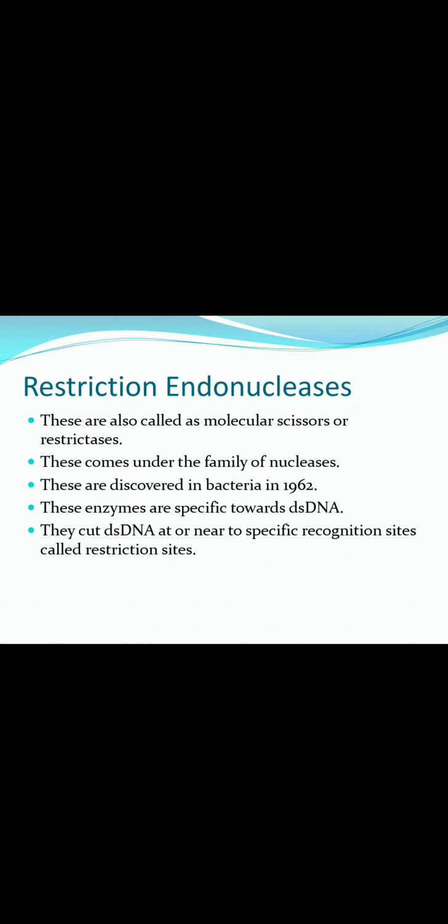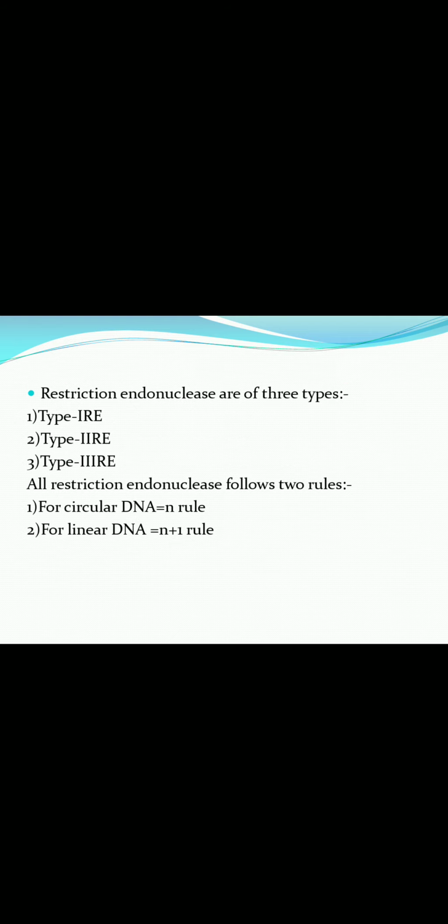These were discovered in bacteria in the year 1962. These enzymes are specific towards double-stranded DNA. They cut double-stranded DNA at or near specific recognition sites called restriction sites. Restriction endonucleases are of three types: type 1, type 2, and type 3 restriction endonucleases. All restriction endonucleases follow two rules: for circular DNA, N rule, and for linear DNA, N+1 rule.